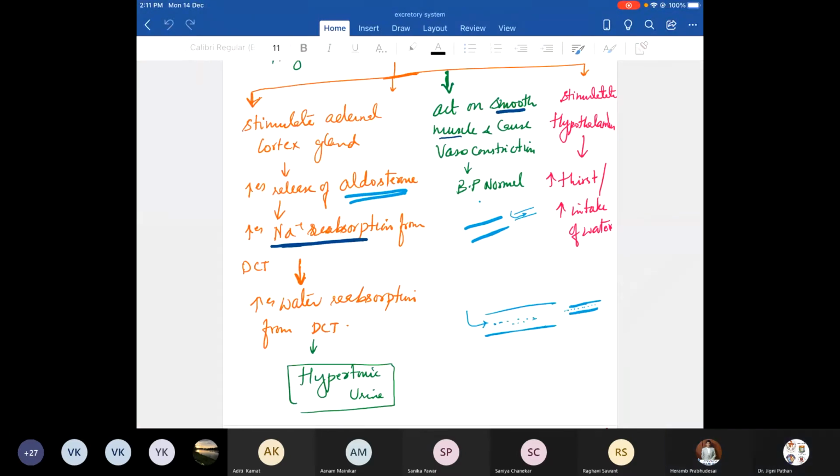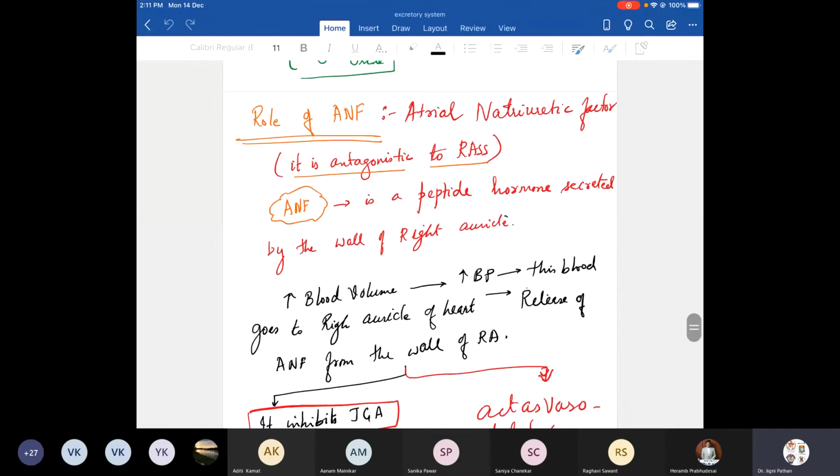Done, ma'am. So now we are studying the role of ANF. ANF is atrial natriuretic factor. It is an antagonist to RAS. That means it stops the release of renin.